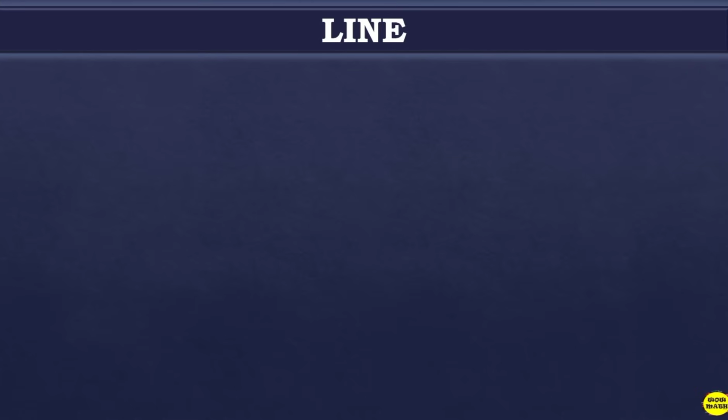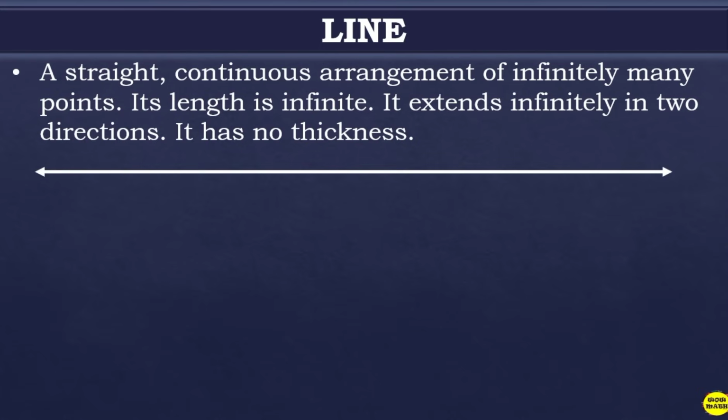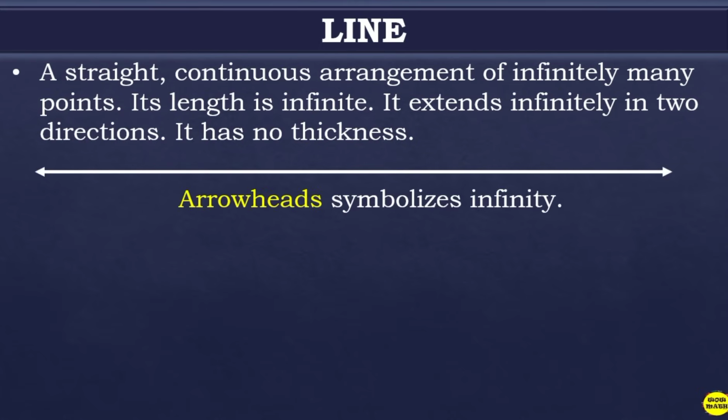So let's recall the concept of a line. Again, pag sinabi nating line, it is a straight, continuous arrangement of infinitely many points. Its length is infinite, it extends infinitely in two directions, and it has no thickness. Halimbawa ito. Nag-e-extend siya. Tatandaan that the arrowheads symbolize infinity. Yung arrowheads na yan po ang nagsasabi sa atin na infinite yung direction na yon. Kapag meron tayong arrowheads, that means infinite.